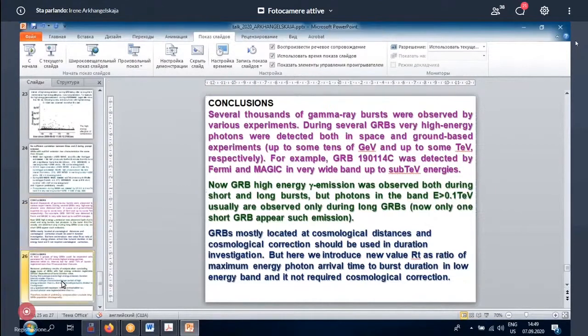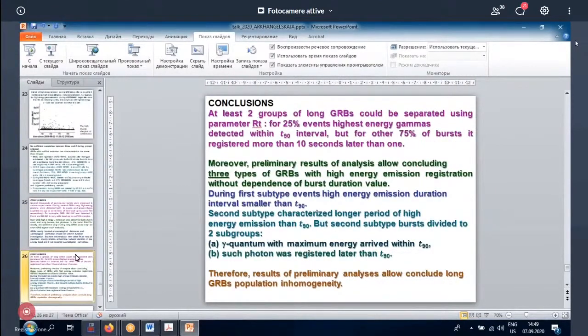But when we analyze this parameter, it is possible to separate two GRB groups. For 25% of events, the highest energy gamma was detected within the T sub 90 interval, but for the other 75% of bursts, it was registered more than 10 seconds later than that. And it is possible, using these parameters, to separate three types of GRB.